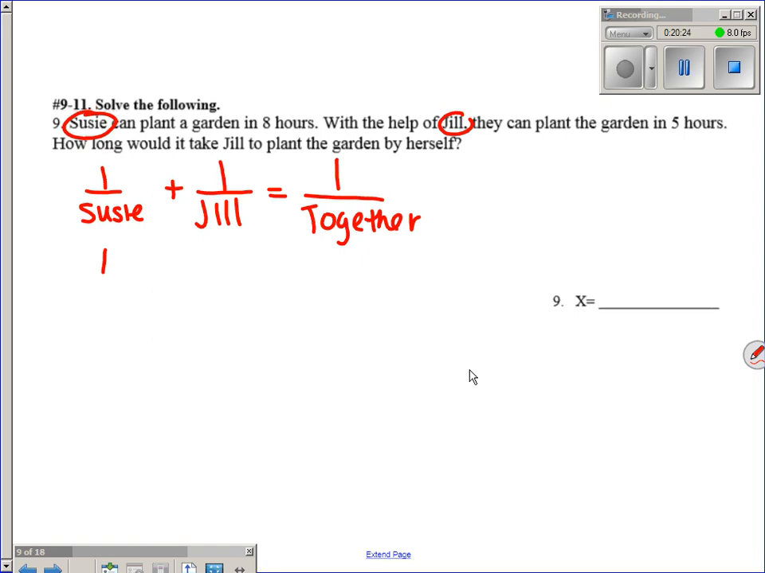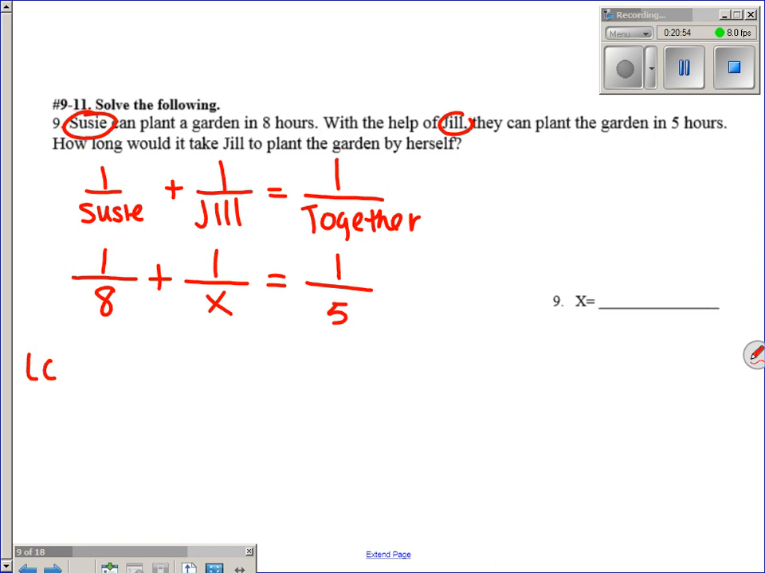Well, it says that Susie can plant a garden in 8 hours. And with the help of Jill, they can plant the garden in 5 hours together. Whoops, not that. 1 over together, 5 hours. So for Jill, it says, how long will it take Jill? So we don't know Jill. So Jill is x.